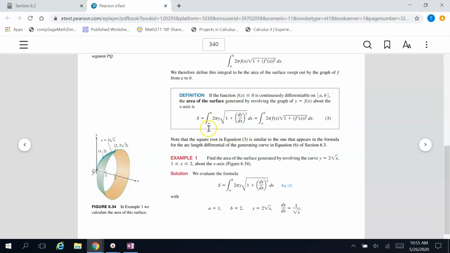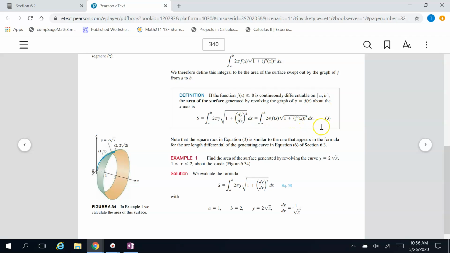So the area of the surface is the integral from A to B, 2 pi y, or you can think of that as a function of x instead, just f of x, square root of the same thing we had from arc length, 1 plus this derivative of the function squared dx. So it doesn't really matter which way you think of it. I think this is probably the easier way to think about it, the second one here.